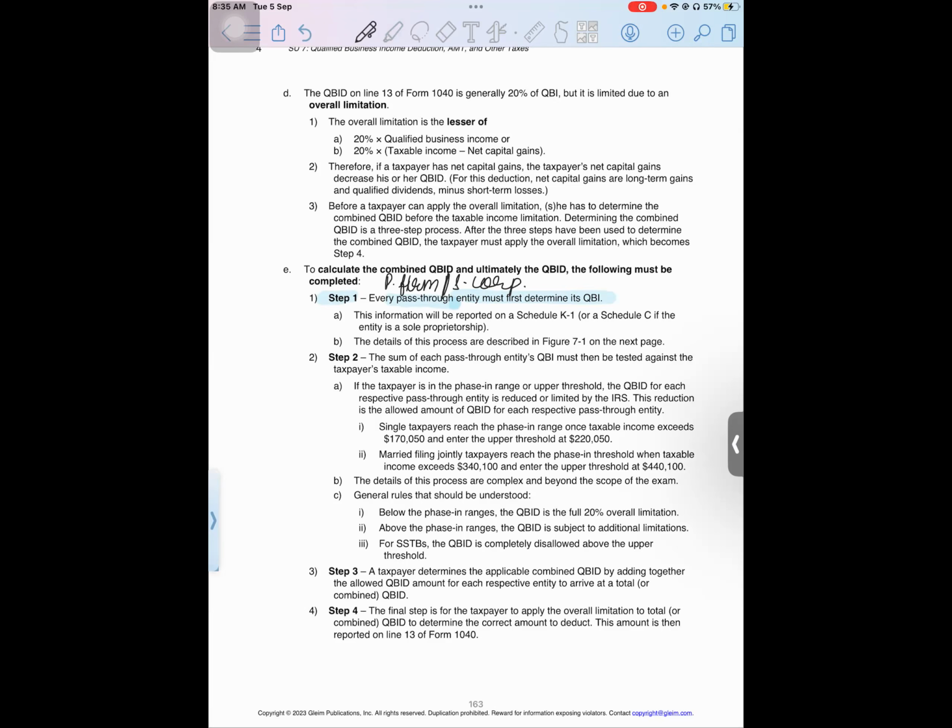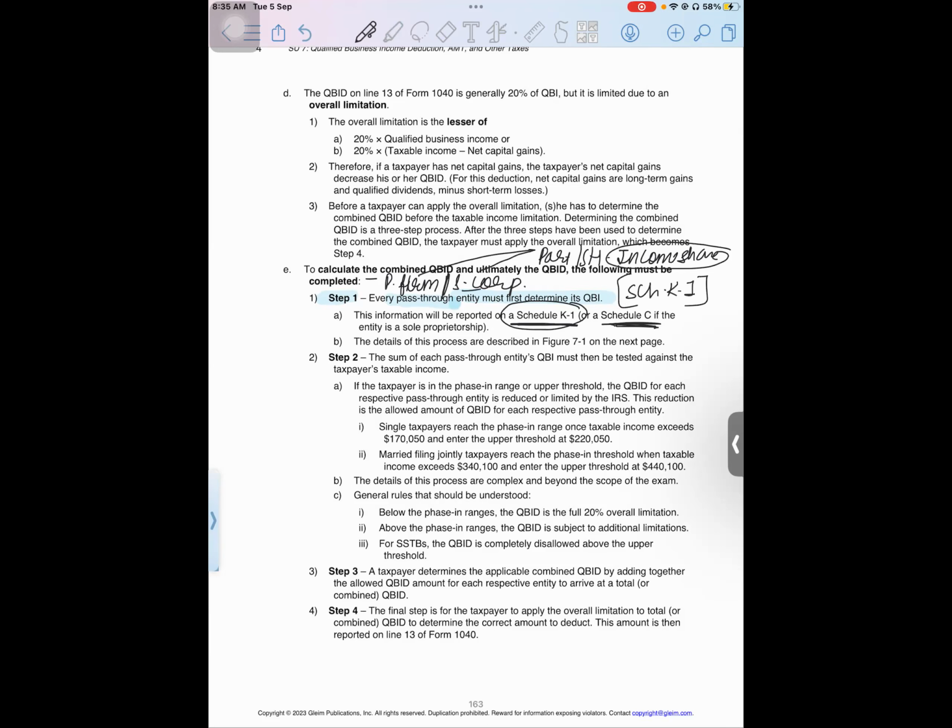The information will be reported on the Schedule K1. Schedule K1 is nothing but what the partnership firm or S corp uses to inform their partners or shareholders about their share of income. Through what means are they going to communicate their income to them? It is a Schedule K1. Got it, guys? Schedule K1. Or let's say if you're not in any partnership firm or S corp, it will be straight away on your Schedule C.